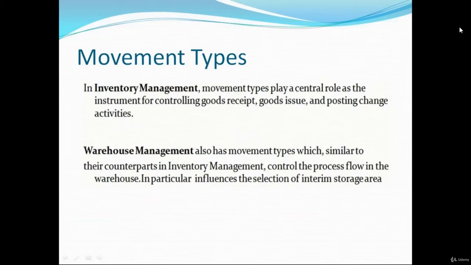The way in which they link to each other is via the movement types. In inventory management, the movement types play a central role as the instrument for controlling goods receipt, goods issue, and the posting activities. In warehouse management also, the movement types, which are similar to their counterparts in inventory management, control the process flow in the warehouse. In particular, they influence the selection of the interim storage area.